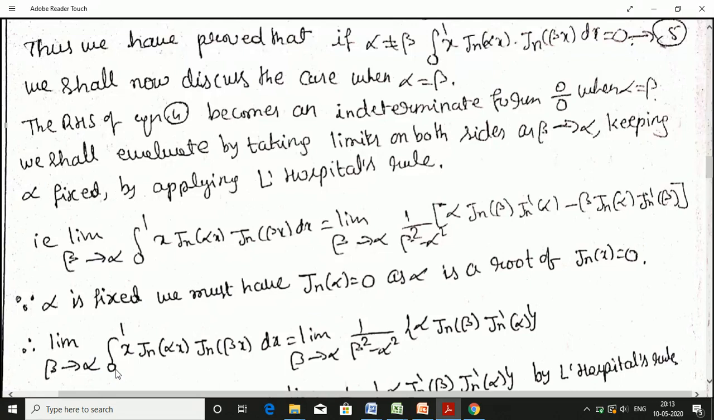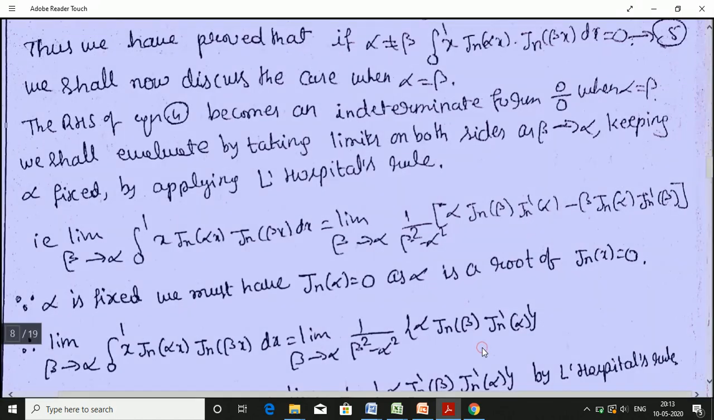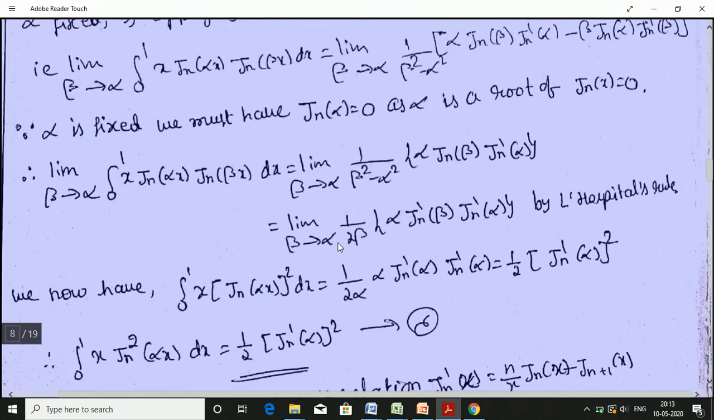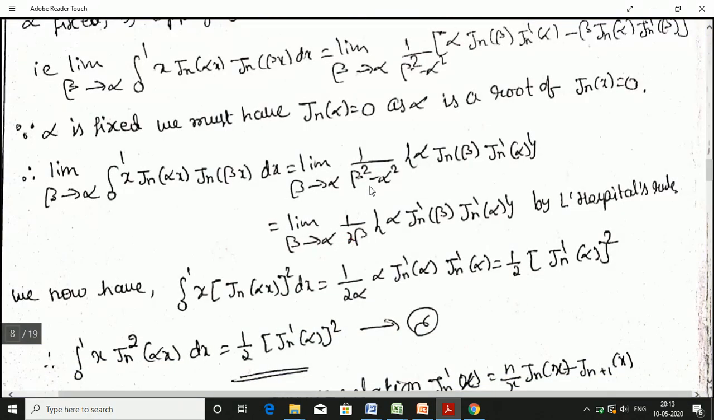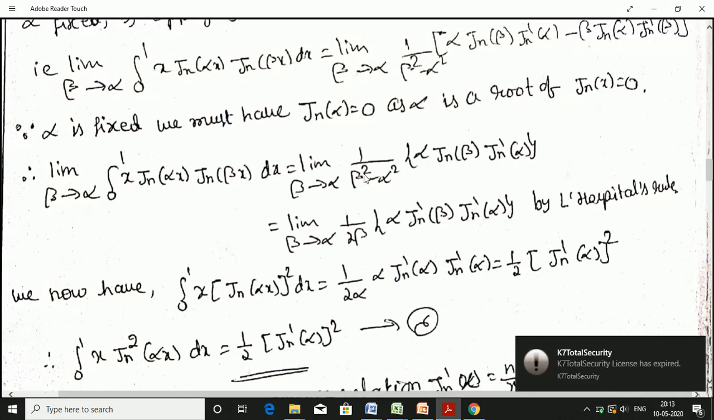Therefore, the limit as β tends to α of the integral from 0 to 1 of x·Jn(αx)·Jn(βx) dx is equal to limit as β tends to α of 1 divided by (β² − α²) times αJn(β)Jn'(α), since Jn(α) = 0 means this term is 0. Applying the L'Hospital rule, f'(x) by g'(x), this differentiation gives αJn'(β)Jn'(α) divided by 2β.